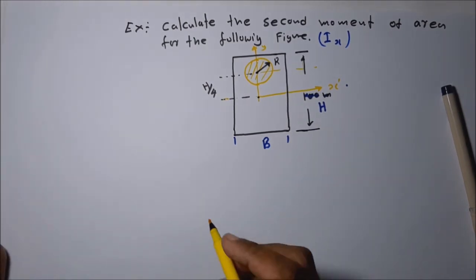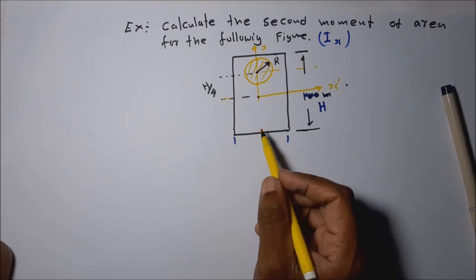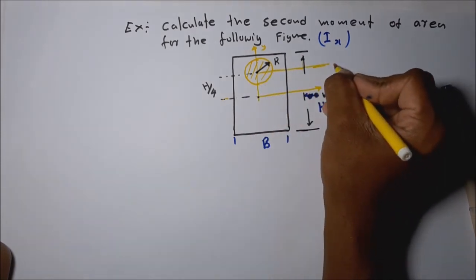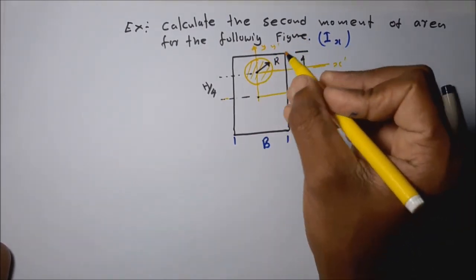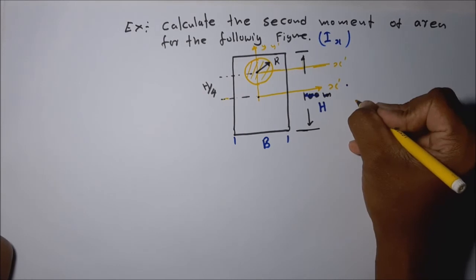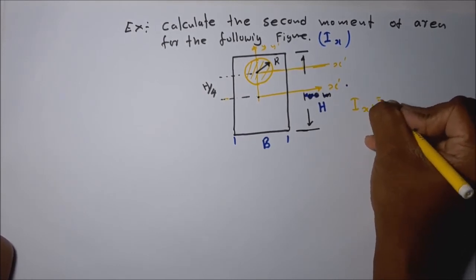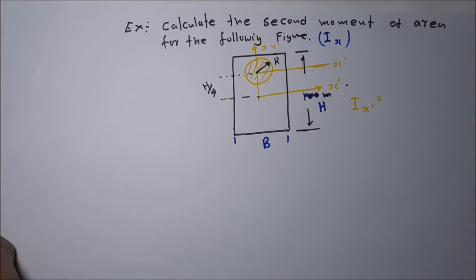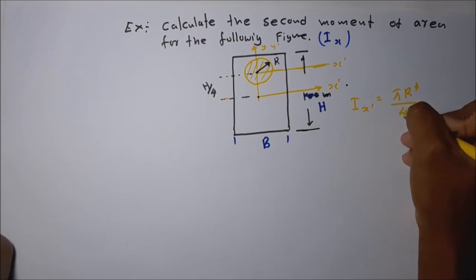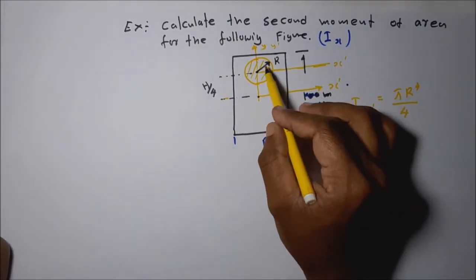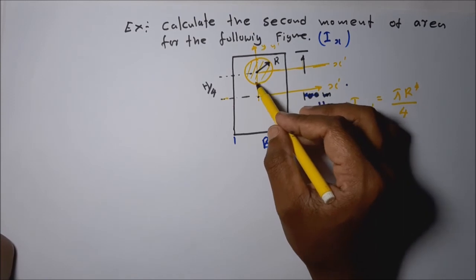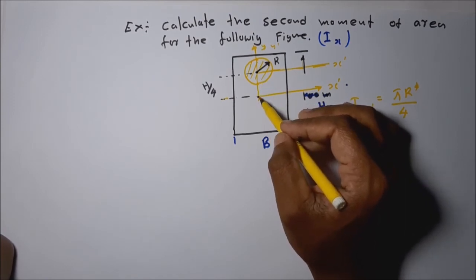We use the parallel axis theorem. First, let's take this axis x dash y dash, that means the axis defined with respect to the circle. What is I x dash? Earlier I gave this equation, pi r to the power 4 divided by 4. Okay, so this is the hole. Because this is a hole, we have to subtract it when taking the resultant second moment of area.